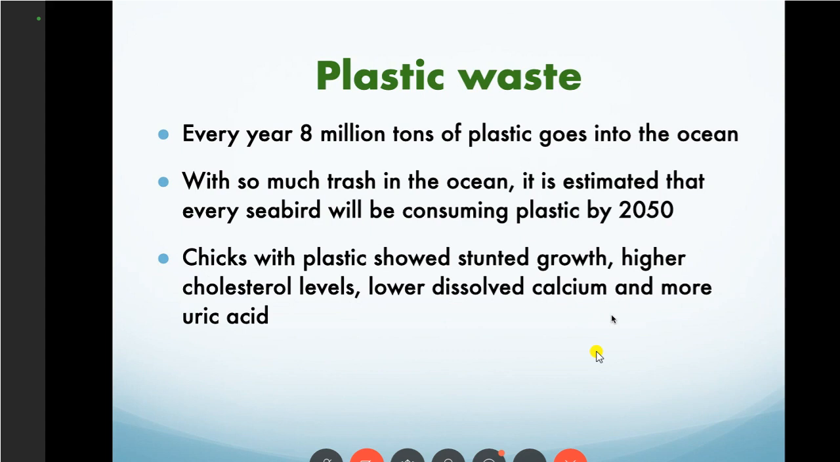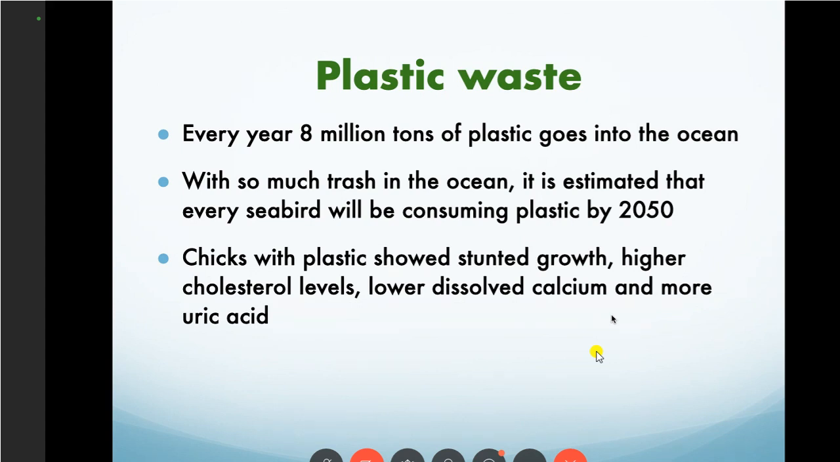Now, we have to really check if these higher cholesterol levels affect the seabirds the same way as they affect humans. There has to be more study on that. But obviously there will be some problem with them. Even when it comes to lower dissolved calcium and increased uric acid, these are actually classic signs of impaired kidney function in humans. But we don't know if it affects the birds in exactly the same way. But it must be affecting them in some way for sure.